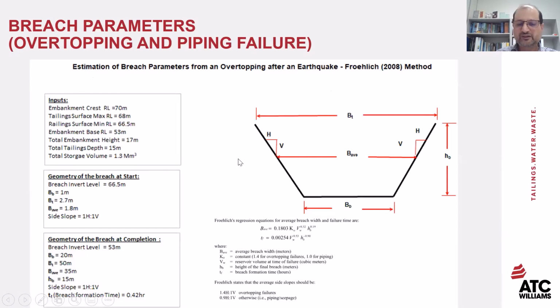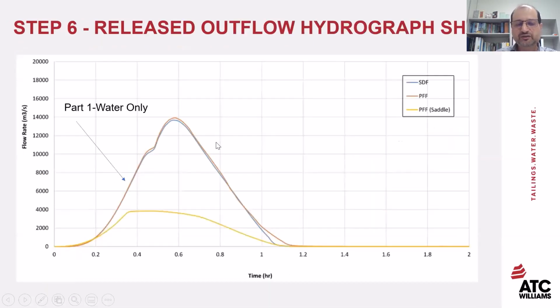The Froelich method is a regression method that defines the average breach width and the time of breach based on the volume of release and the height of the breach, which comes from the previous analysis, step 3. Then, with the volume released from the dam, we need to analyze and route the hydrograph through the breach to get the hydrograph shape.